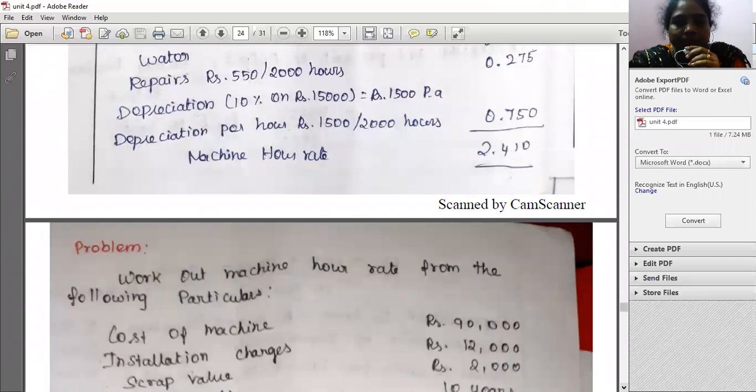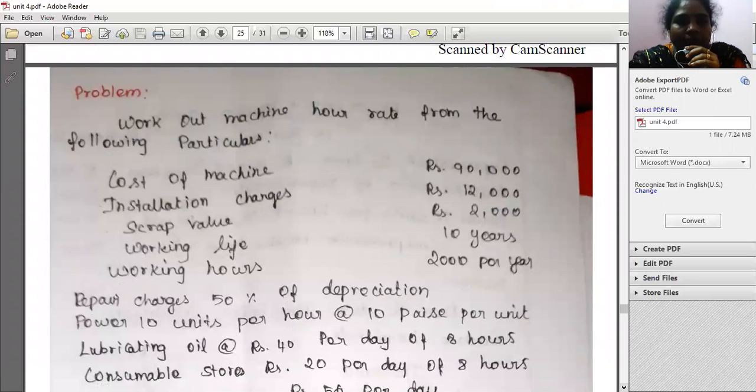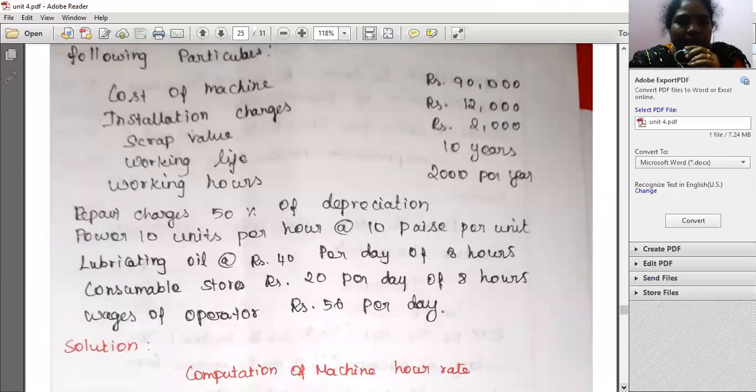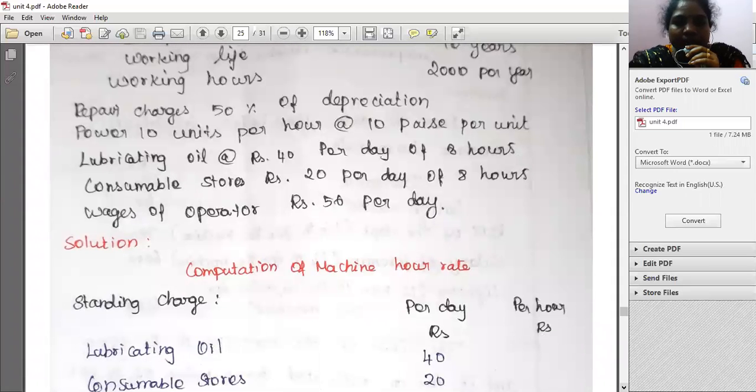The next problem: work out the machine hour rate from the following particulars. Cost of machine 90,000, installation charges 12,000, scrap value 2,000, working life 10 years, working hours 2,000 per year, repairs charges 50% of depreciation, power 10 units per hour at the rate of 10 paise per unit, lubrication oil at the rate of rupees 40 per day of 8 hours, consumable stores rupees 20 per day of 8 hours, wages of operators rupees 56 per day.